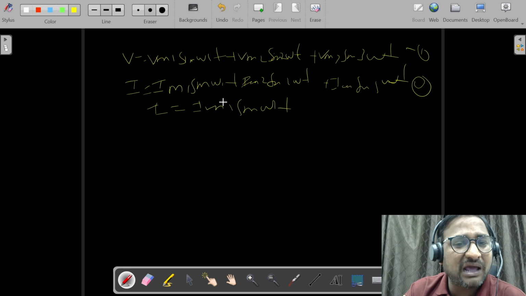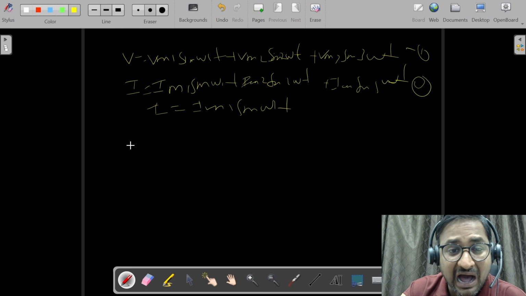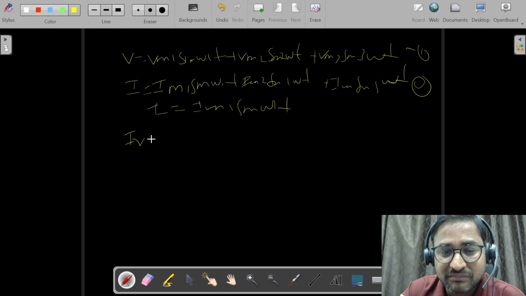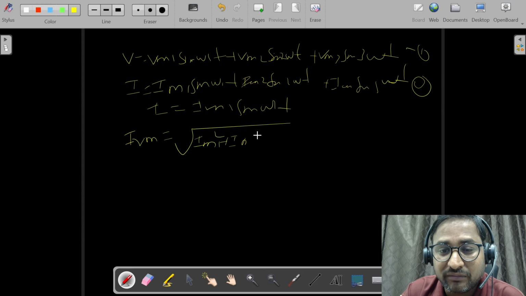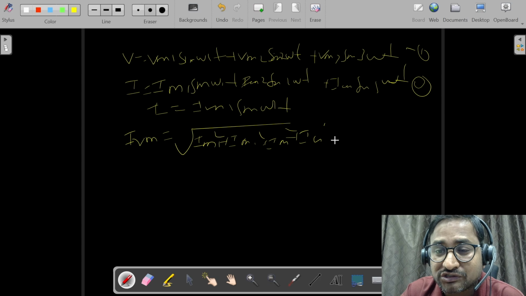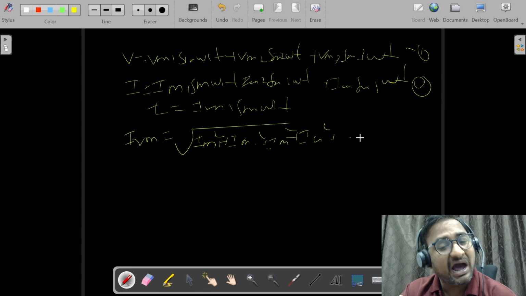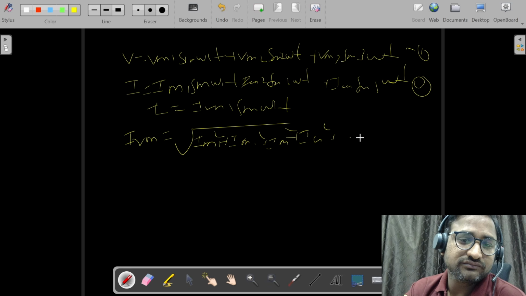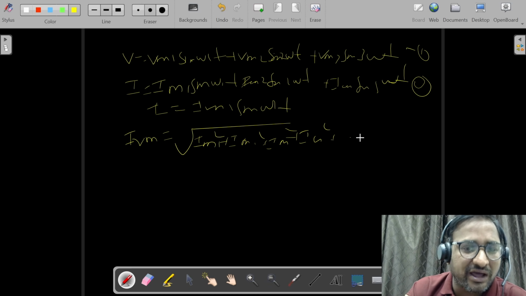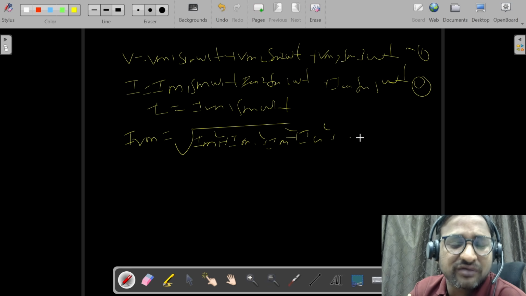By this, my RMS current is nothing but the square root of Im1 square plus Im2 square plus Im3 square plus Im4 square. In this way, my RMS current is increasing. RMS current is nothing but root mean square current.